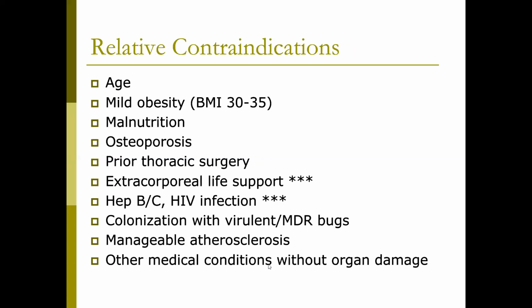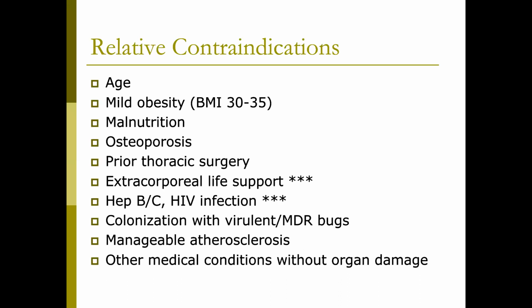So some of the relative contraindications we already talked about, and remarkably, age is one of those. It used to be that a certain age limit was set for transplantation, and now we simply say that age is just a number. So a good, healthy, strong 70-year-old may be a better candidate for lung transplantation than a 55-year-old with previous smoking history or some other medical conditions like diabetes, renal failure, etc.